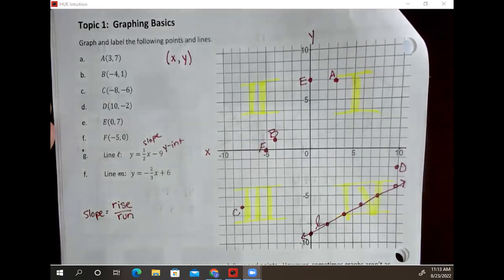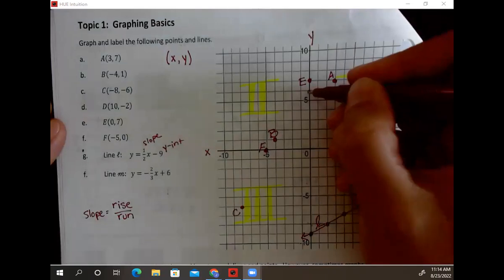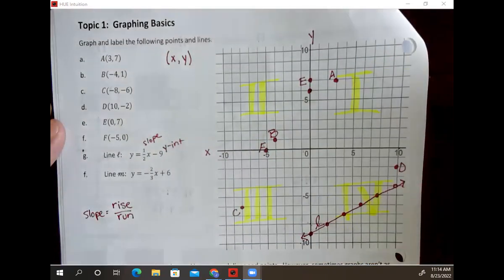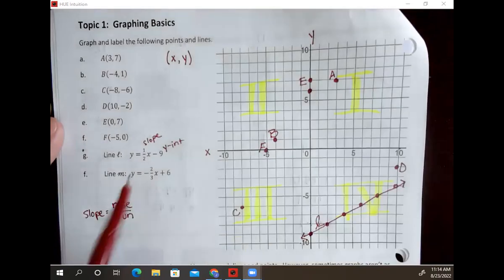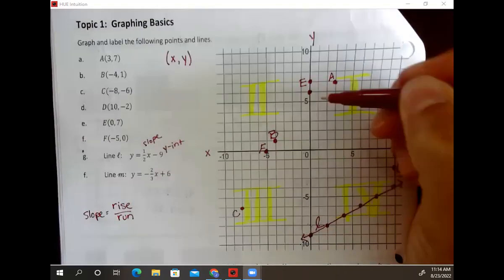For line M, same idea. I have a different y-intercept this time. This time my y-intercept is 6. I'm going to start up here at 6 on the y-axis. And then my slope is negative. So that's telling me that I'm moving down instead of up. So positive versus negative always refers to the rise. Am I going up or down? Since my slope here is negative, that means we're going to go down. So down 2, forward 3.